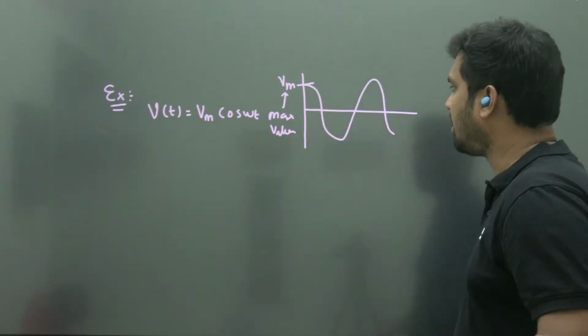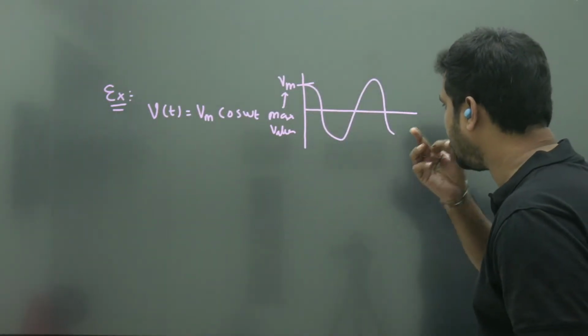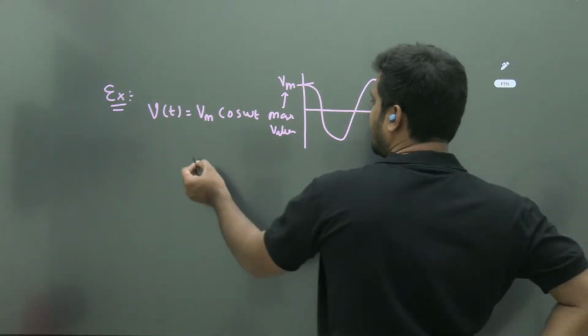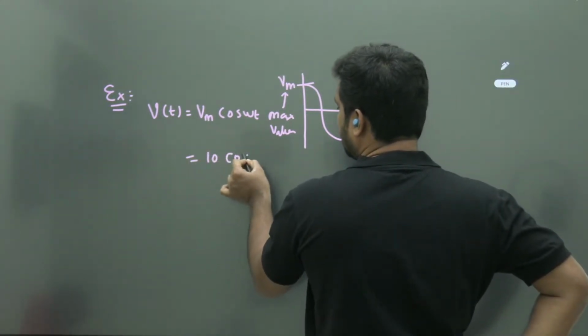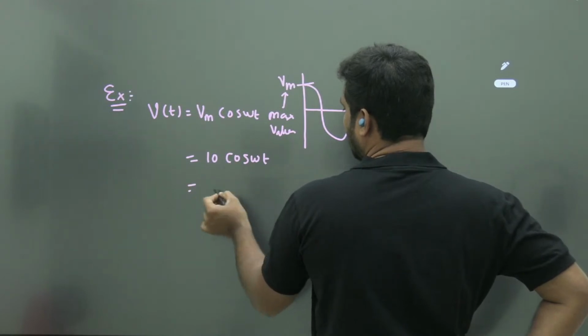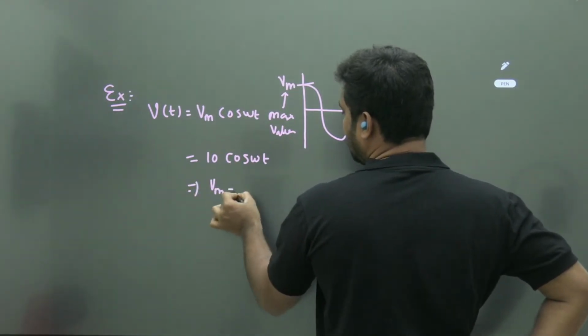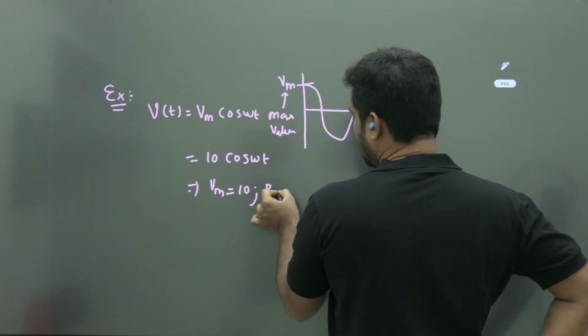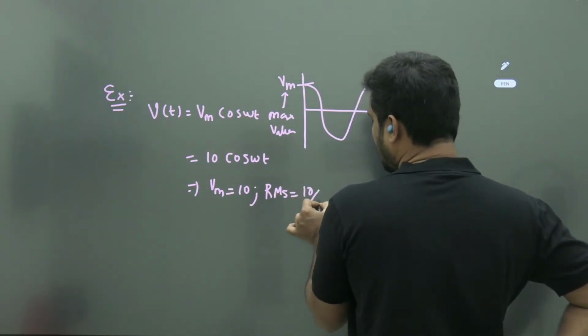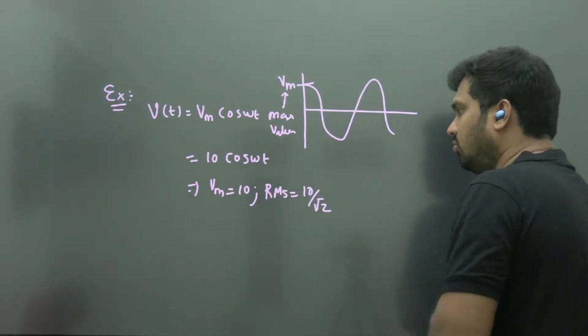I'm not going to that particular level of the basics which I do in the regular class. Now here, for example, we have 10 cos omega t. What is the maximum value here? 10. RMS value is 10 by root 2. RMS is the root mean square value. It is maximum value by root 2.